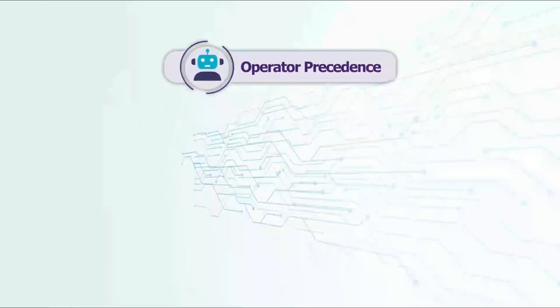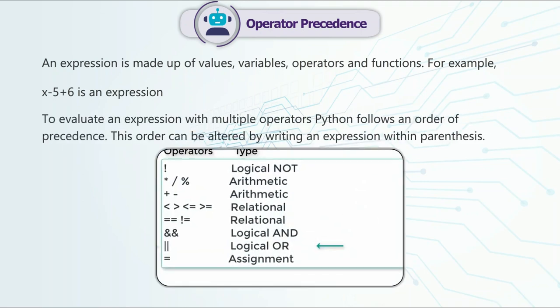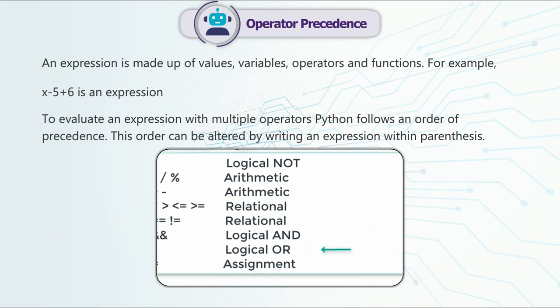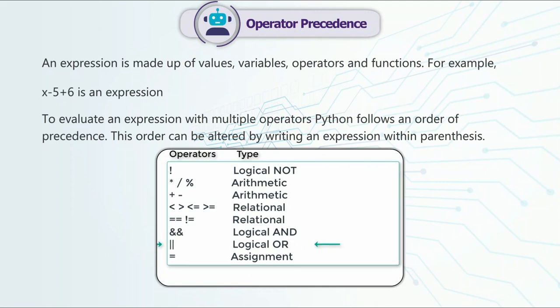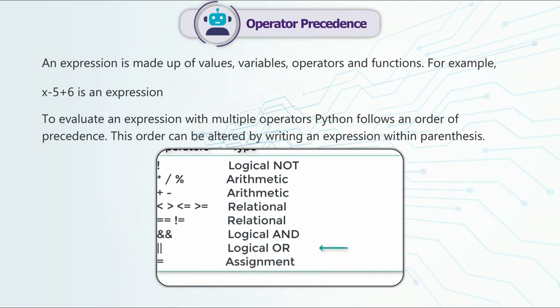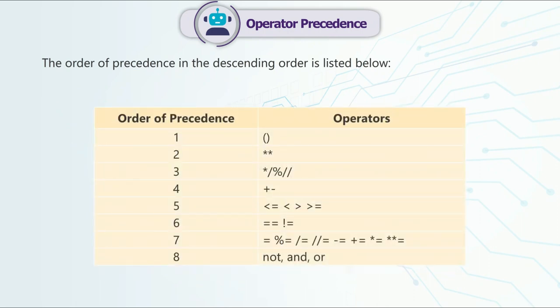Operator precedence. An expression is made up of values, variables, operators, and functions. For example, x - 5 + 6 is an expression. To evaluate an expression with multiple operators, Python follows an order of precedence. This order can be altered by writing an expression within parentheses. The order of precedence in descending order is listed below. Order of precedence. Operators.